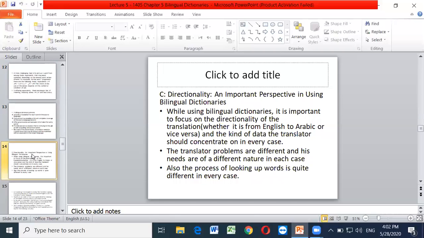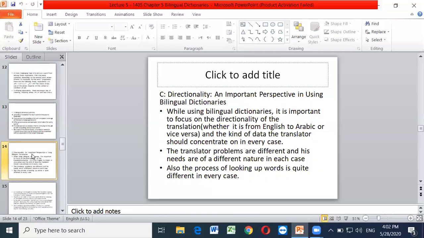The third point we are going to deal with is directionality. By directionality, we mean from English to Arabic or from Arabic to English. These are two directions of bilingual dictionaries. An important perspective in using bilingual dictionaries. So we are going to look at differences in directionality and how it affects dictionary usage.